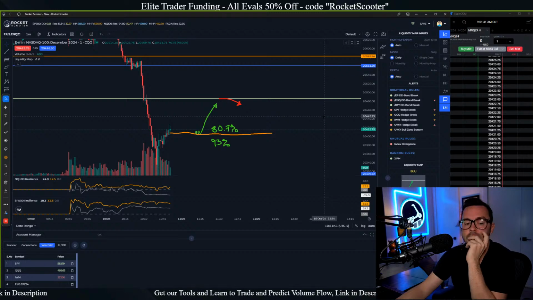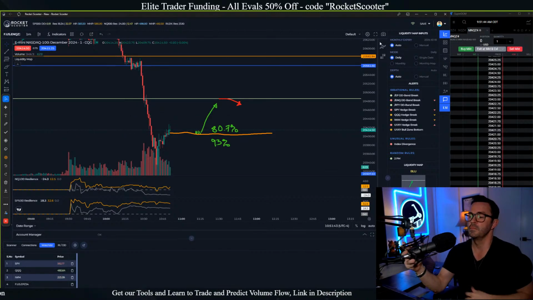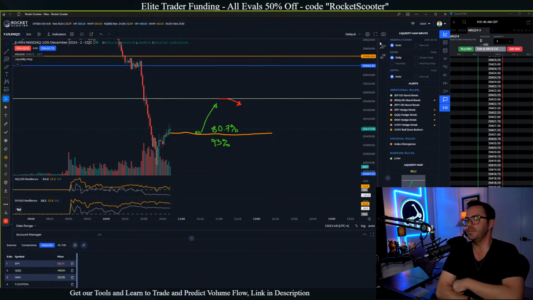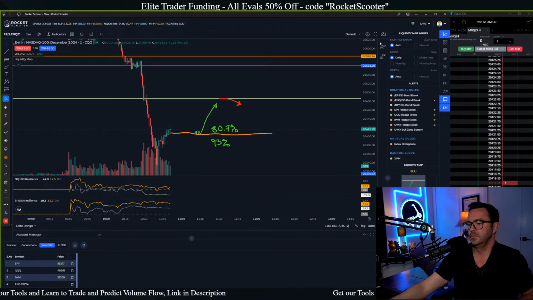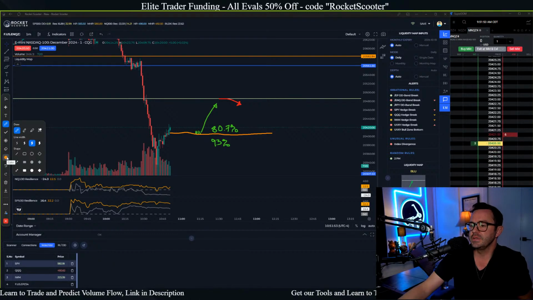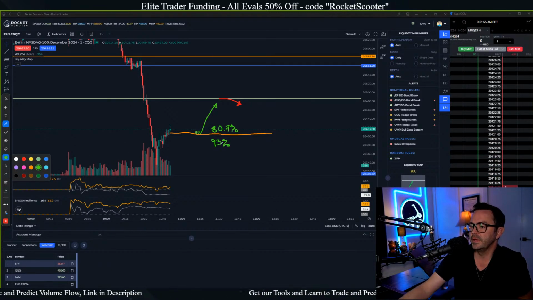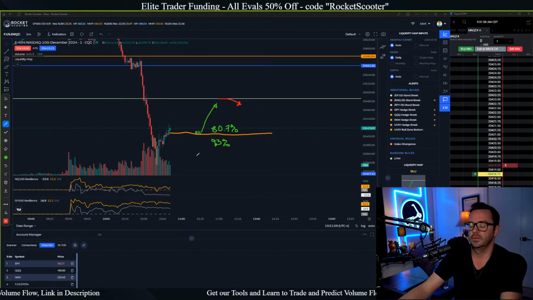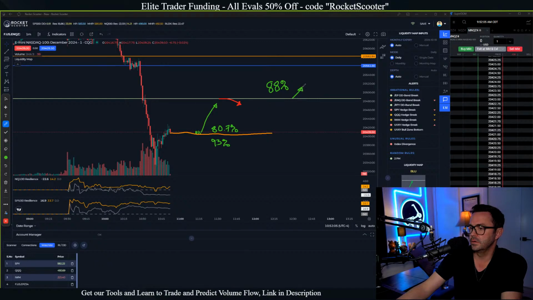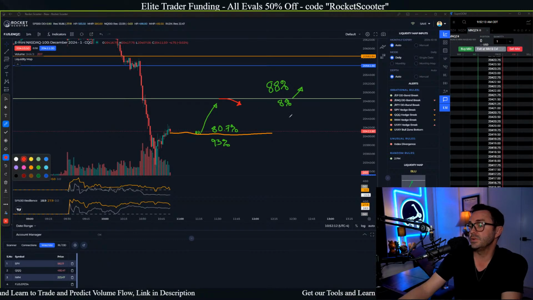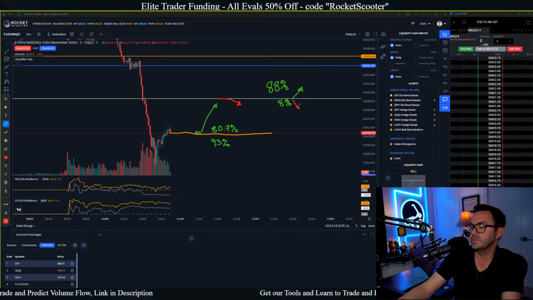Here, that's a trade. 80.7% of the time, we close above this orange line that I drew. 9.3% of the time, that's a point. We're here. 88% of the time, it goes up here. 8% of the time, it goes down here. These are actual stats. This is what we teach you in our courses.